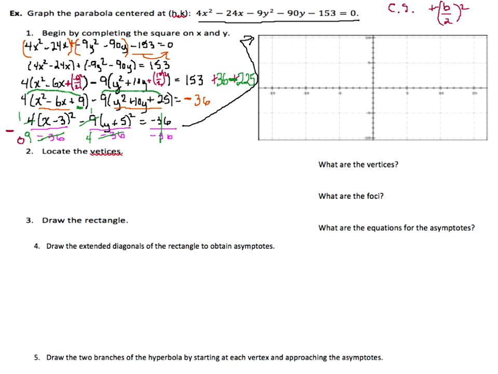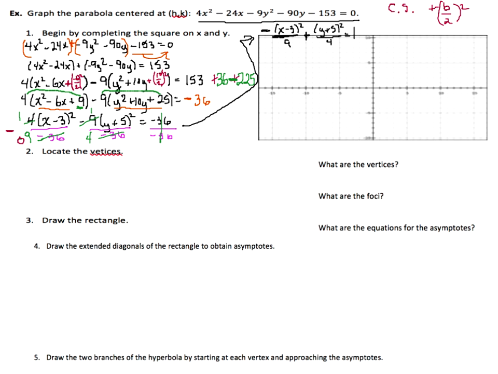Because this graph, once we situated it, is actually going to have a vertical transverse axis. So here's where we are. Negative x minus 3 squared divided by 9 plus y plus 5 squared divided by 4, and that equals 1.